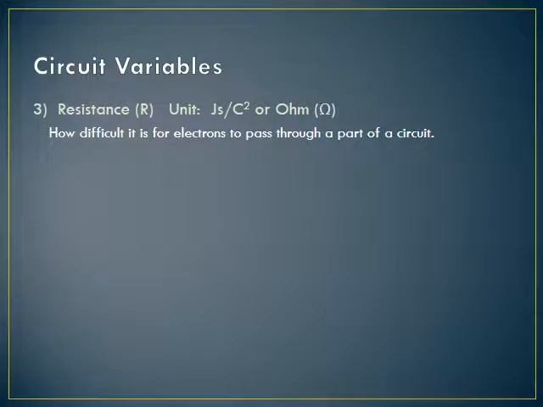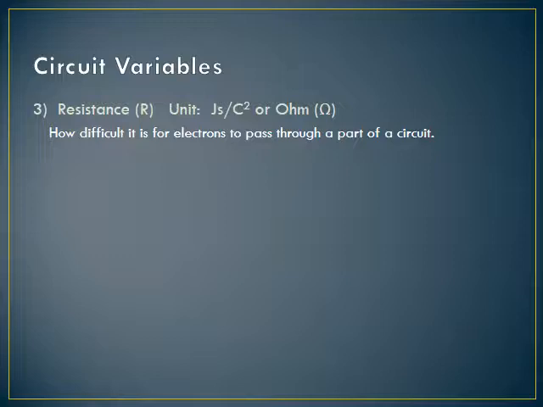The third circuit variable is the resistance, which is a capital R, of a resistor or of the entire circuit. The units are really ugly there, joule second per coulomb squared, but you never see it written like that. The unit that you'll always see is called the ohm, O-H-M, which is a Greek letter, and it's written like a little upside down horseshoe.